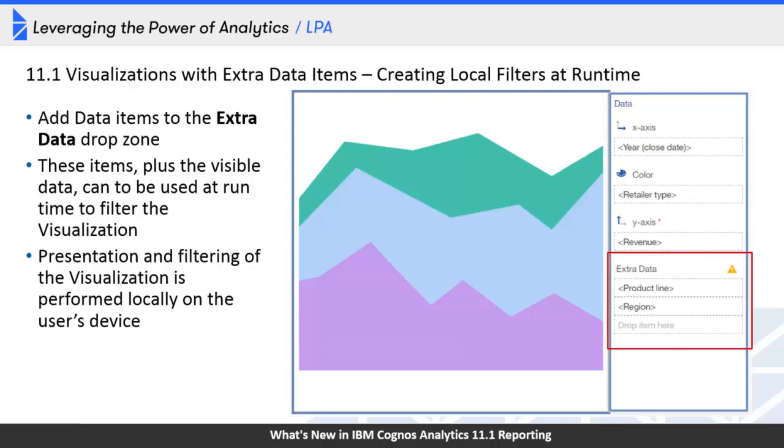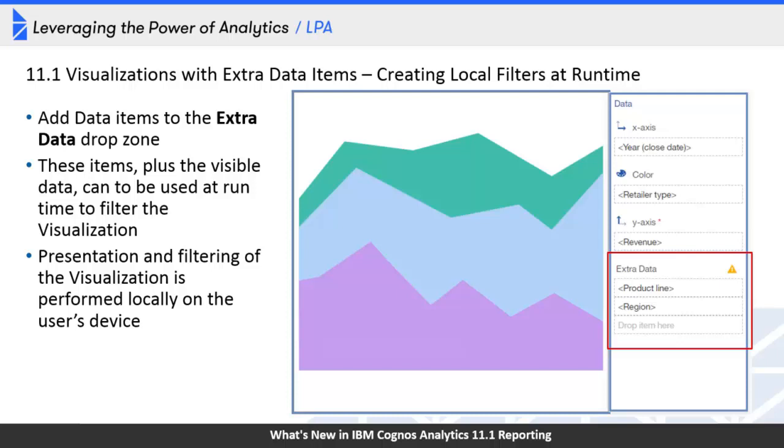And it is just the 11.1 visualizations that contain this new feature called extra data items. The idea here, if you use them, and you don't have to, they're optional, is that you display visible data. In the example I'm showing on my screen, my x-axis is going to show years. My y-axis is going to be based on the revenue measure. And I'm going to get a different area, since this is an area chart, for each retailer type. And it's going to show how the data changes year over year.